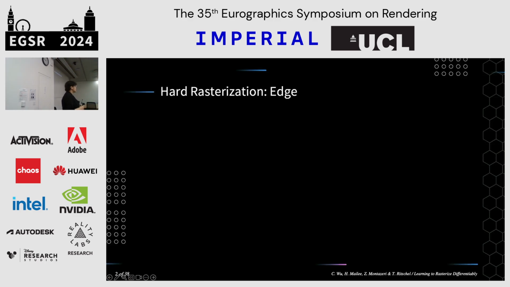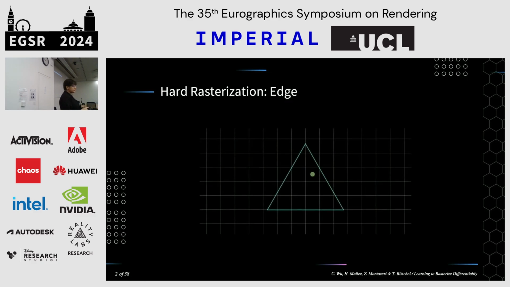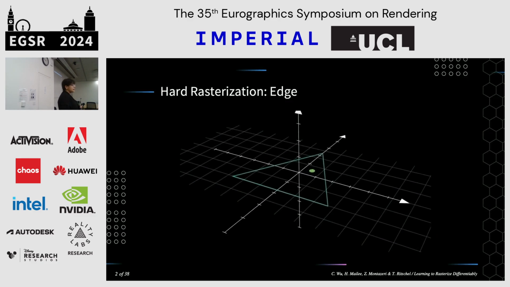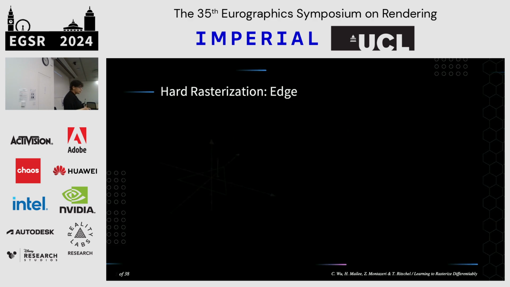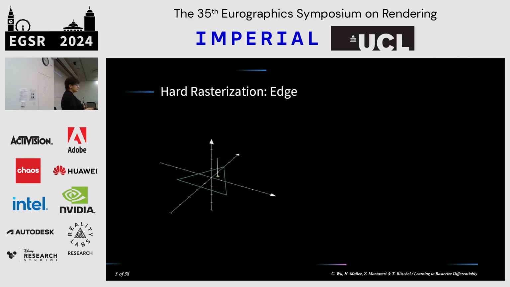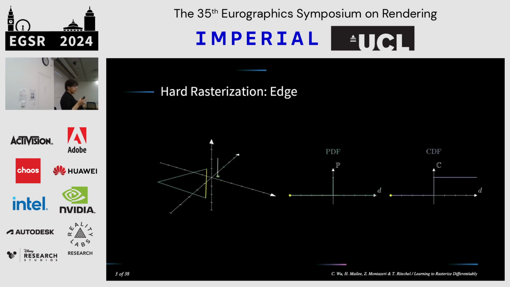In a traditional rasterizer, also known as a hard rasterizer, we sample a point on the plane of the triangle for each pixel. If the point is outside the triangle, we set the visibility of the triangle to 0. But if the point is inside, the visibility will be 1. In this way, the rendered triangles will have hard edges. The problem with that is when the triangle is moving, there will be a sudden change of visibility at the pixels near the edge, which introduces discontinuity.